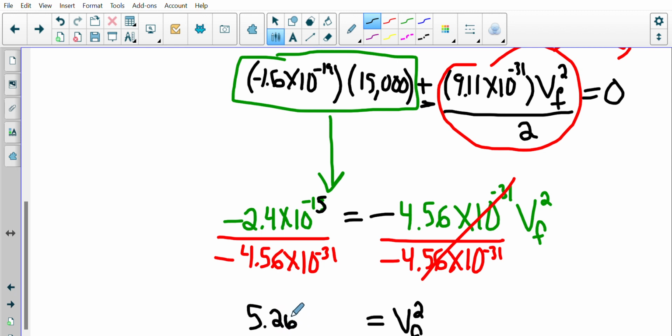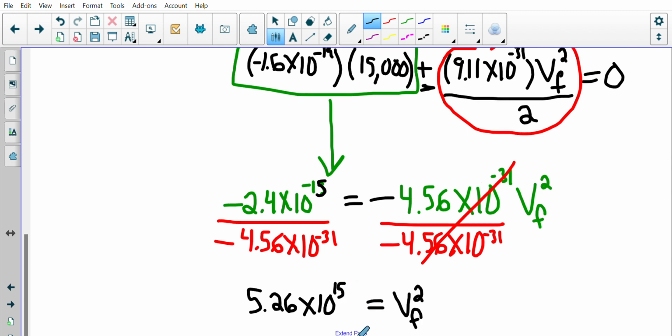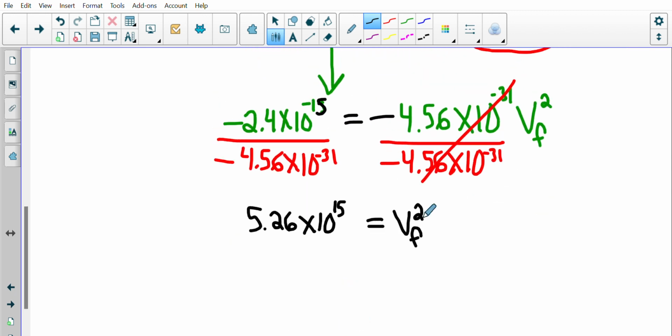5.26 times 10 to the power of 15. All right, getting there. We're almost done. Now it's getting rid of the squared, and the only way to get rid of the squared is to take the square root. What you do to one side, you have to do to the other.